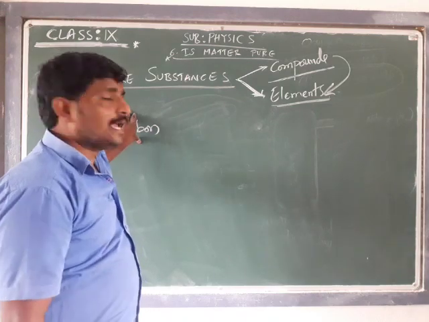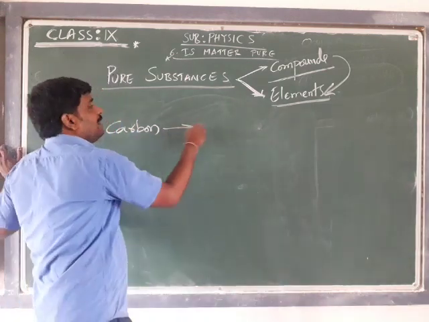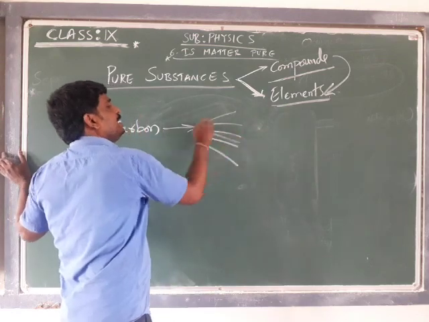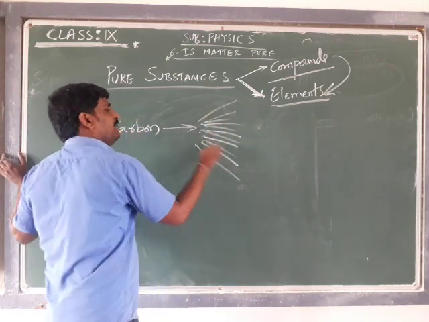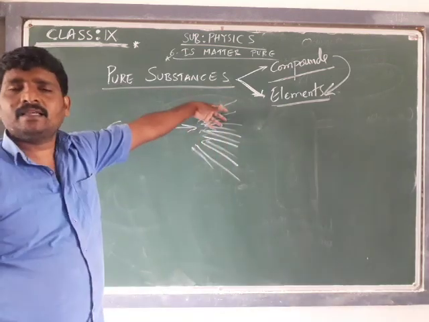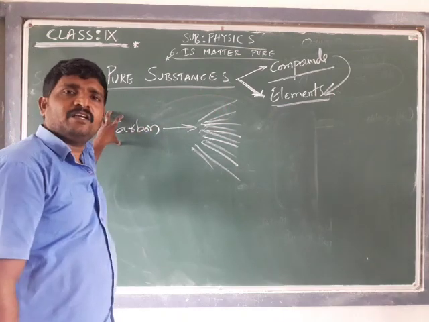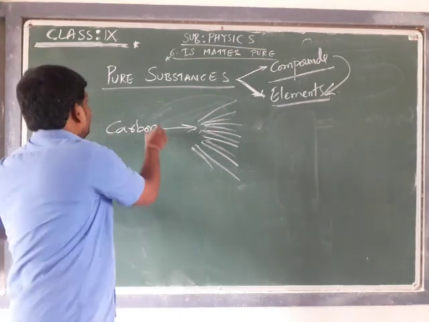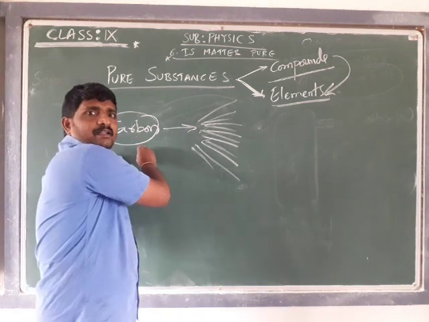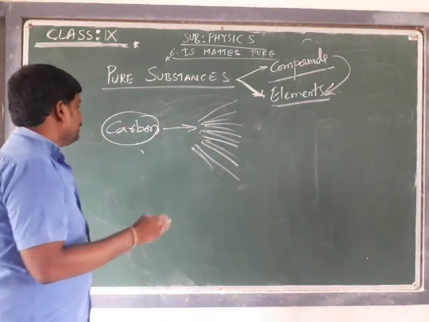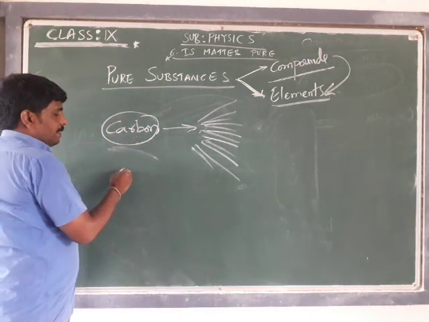Take carbon. With the help of carbon, plenty of substances can be derived when it reacts with others, but carbon is the initial substance. For example, if I take hydrogen.